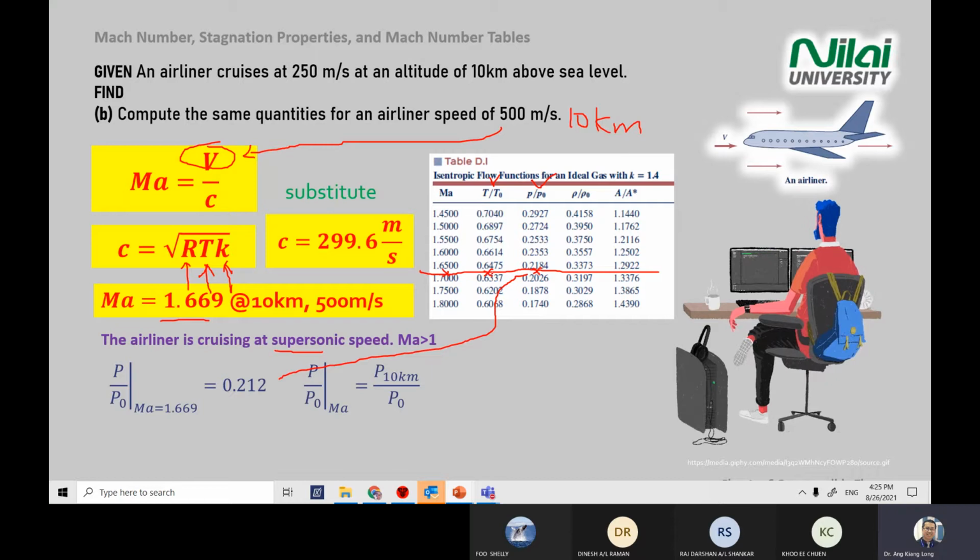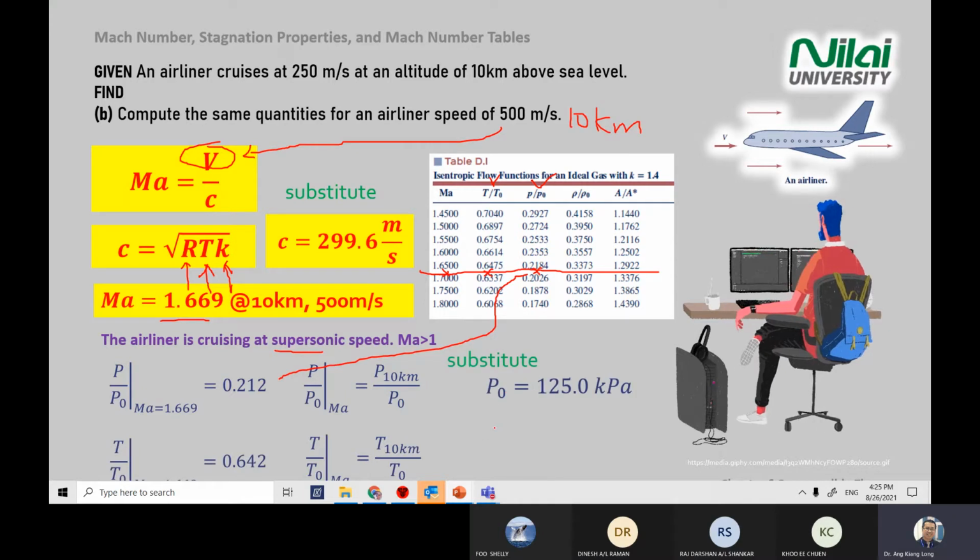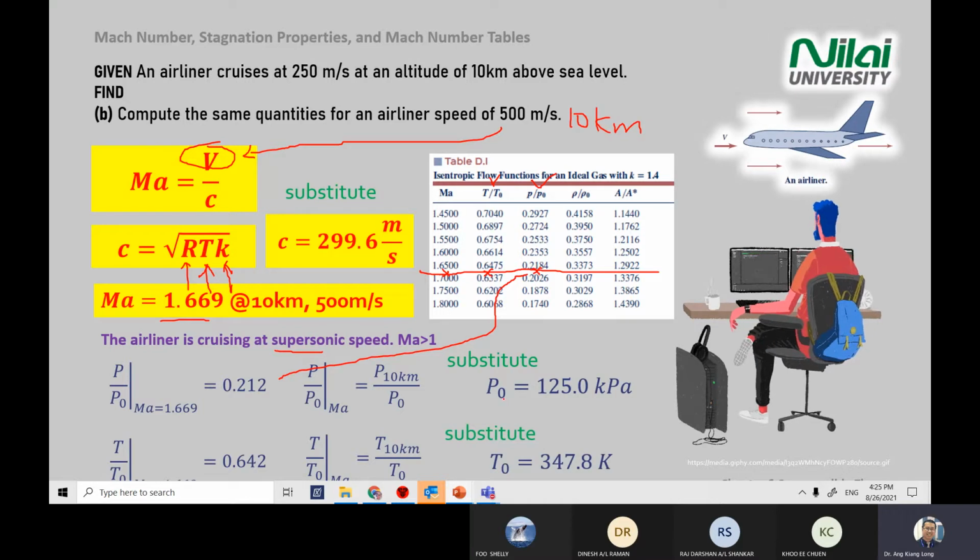You do the same for temperature, and you get 1.63 something or 1.64 something. Then you substitute the value inside there. You will get your stagnation pressure equal to 125 kilopascal, and the stagnation temperature T0, where subscript 0 means stagnation, meaning at that particular point it doesn't move, equal to 347.8 Kelvin. So this is basically for your task number 2, solving for the velocity of 500 meters per second at 10 kilometer altitude.